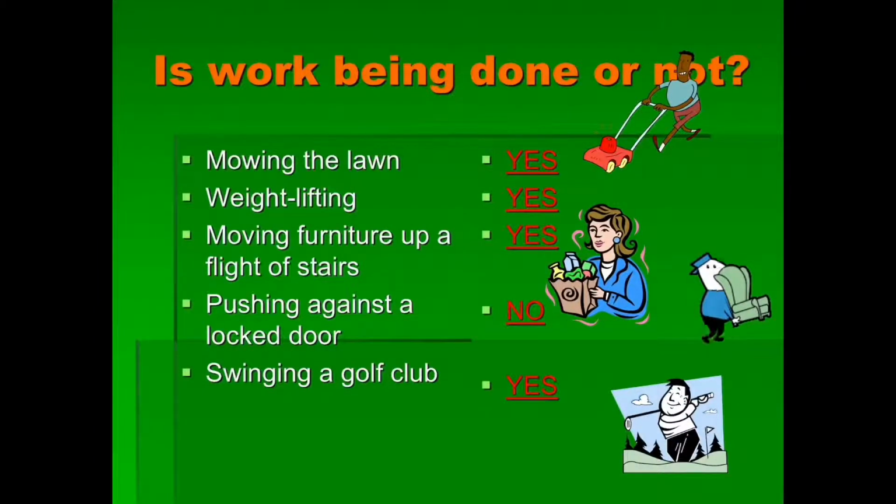So in these examples here, I wanted to talk about whether work is being done or not. The first one is mowing the lawn. Work is being done because you're applying a force. Even if it's a self-driven lawnmower, you're still applying some kind of force to keep it moving, to move it faster, to move it slower, to turn it, whatever it may be. And you're going a certain distance, going back and forth on your lawn. So work is being done.